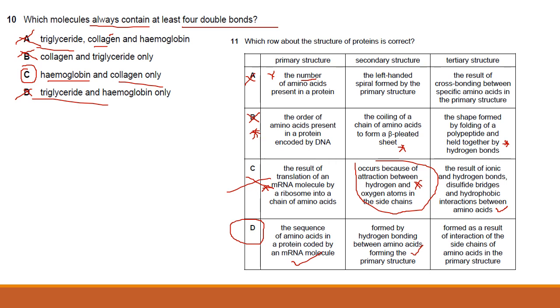Let's see, and it says here in the side chains, and it's not really about the side chains actually. Then the tertiary structure formed as a result of interactions of the side chains of amino acids in the primary structure. That is also correct. So a lot of the folding that happens is because the side chains start to interact with each other, and that's what leads to the tertiary structure.